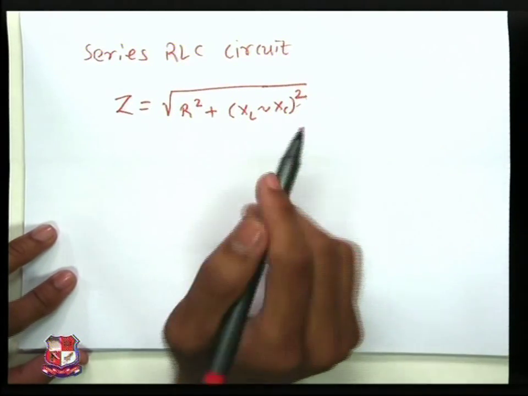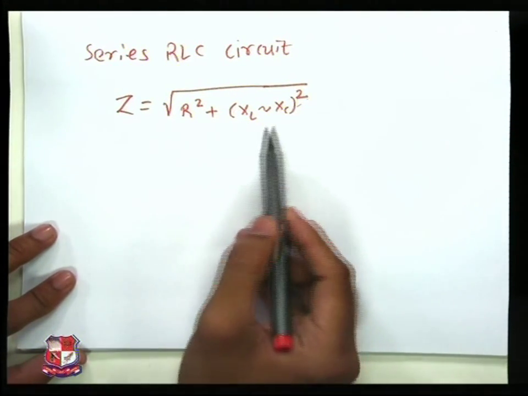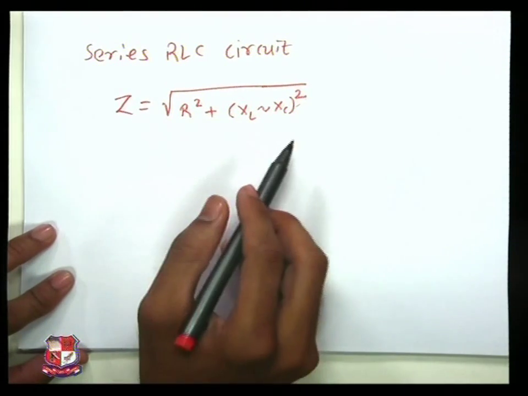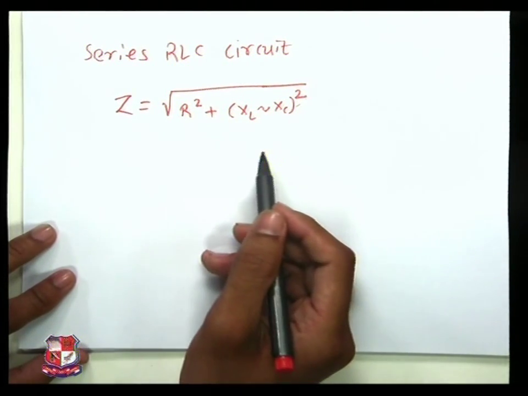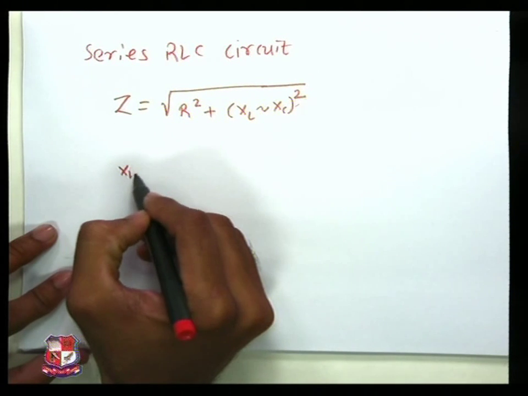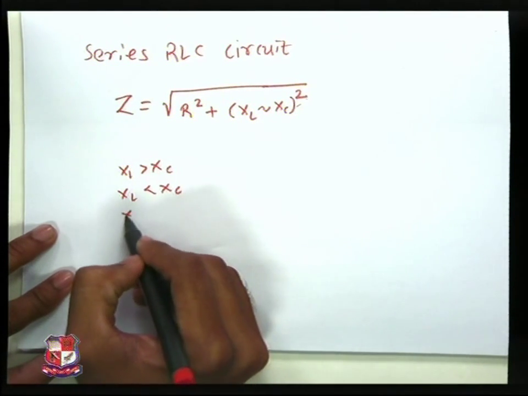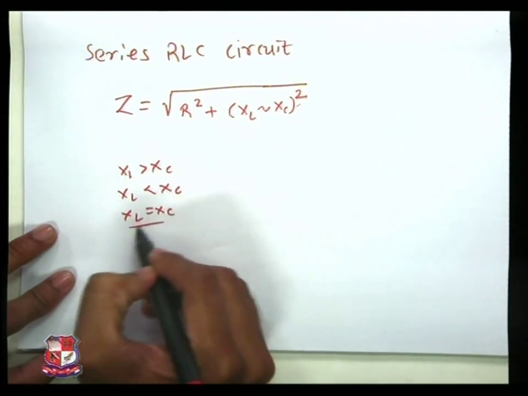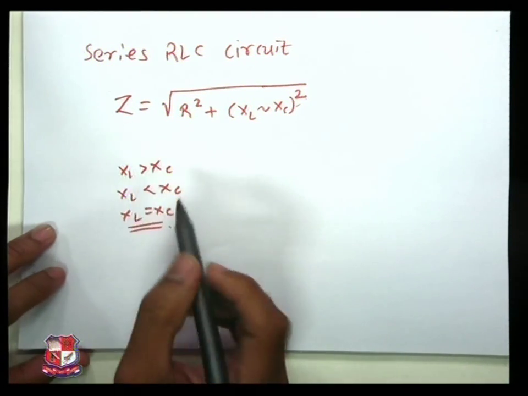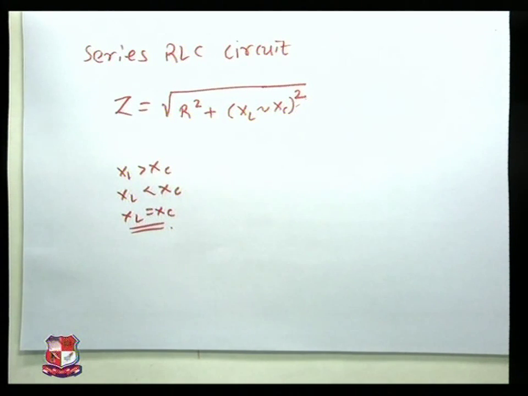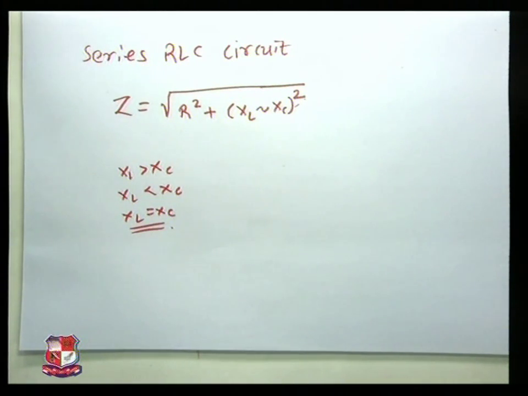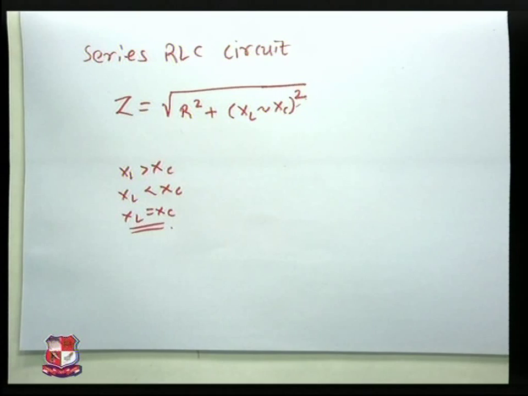So the overall impedance equation is given by the square root of R square plus (XL minus XC) square in three conditions: when XL is greater than XC, or XL is less than XC, or XL equals XC. So from these three equations we get the value of our impedance. Okay, for 3 mark, 4 mark it is here.